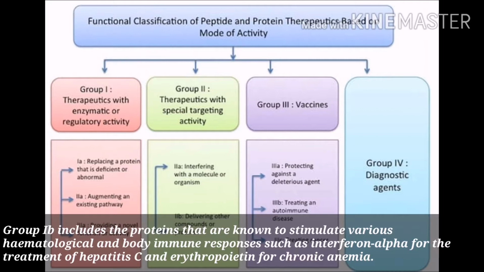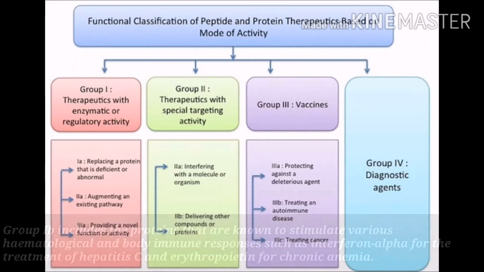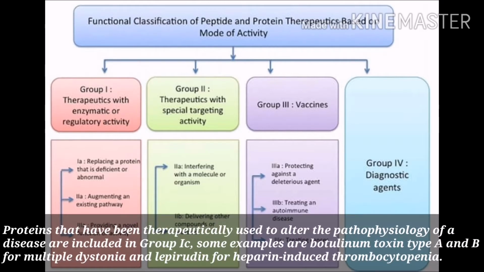Group 1B includes the proteins that are known to stimulate various hematological and body immune responses, such as interferon alpha for the treatment of hepatitis C and erythropoietin for chronic anemia. Proteins that have been therapeutically used to alter the pathophysiology of a disease are included in Group 1C. Some examples are botulinum toxin type A and B for multiple dystonia and lepirudin for heparin-induced thrombocytopenia.